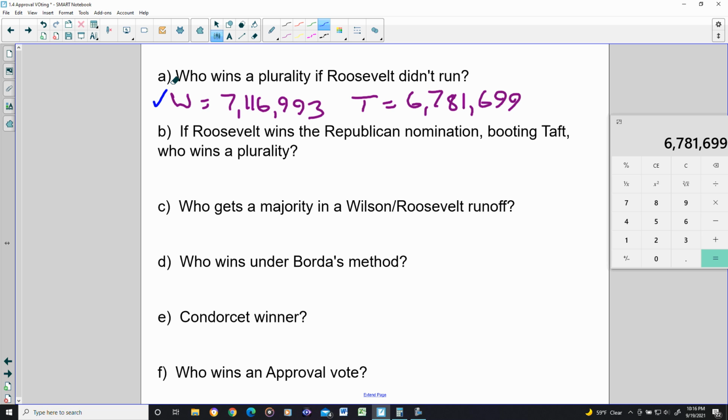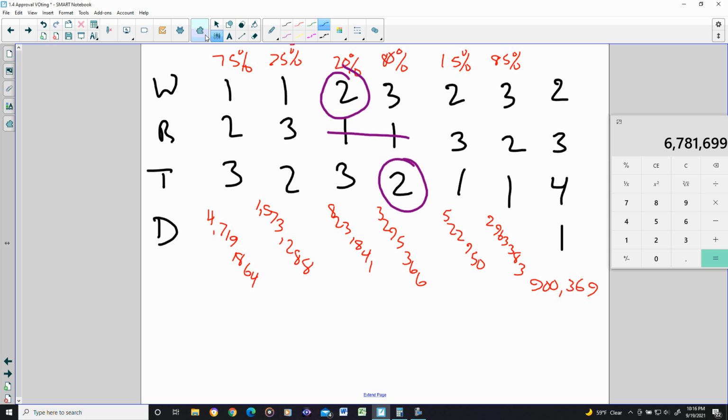Okay, what if it happened the other way around? What if Roosevelt wins the Republican nomination instead? What if he's able to boot Taft completely out of the election and he coalesces the vote among himself? Does he win? Well, let's see. Okay, so we're going to erase the purple parts here. Let's get rid of the purple ink here, and let's try this again. All right, so Taft is gone.